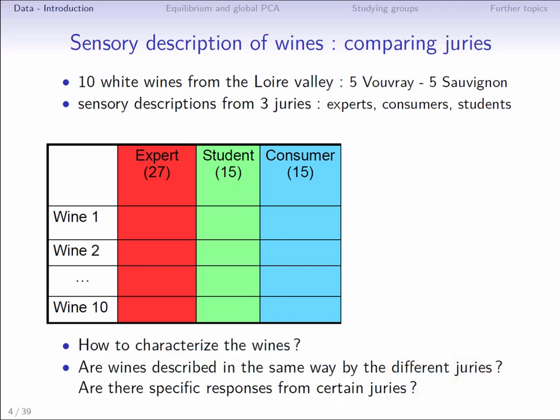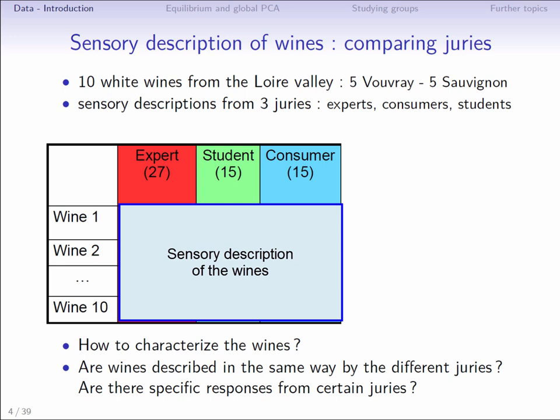The problems associated with this dataset are multiple. On the one hand, to describe the 10 wines from a sensory point of view using evaluations from the 3 juries, but also to see if the juries describe the wines in a similar way, or if certain juries describe certain wines in specific ways.